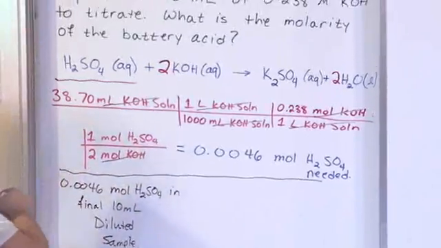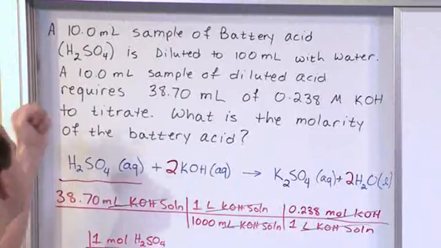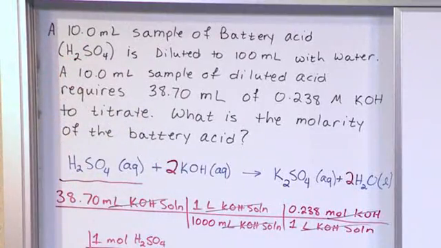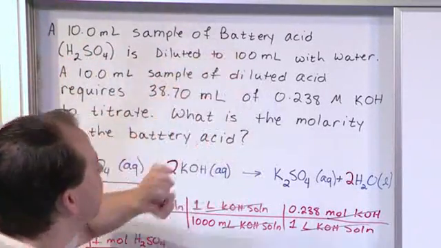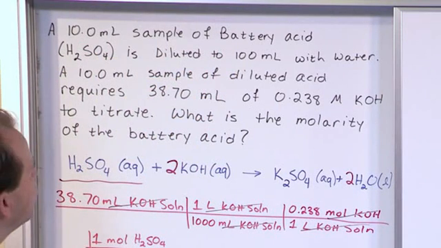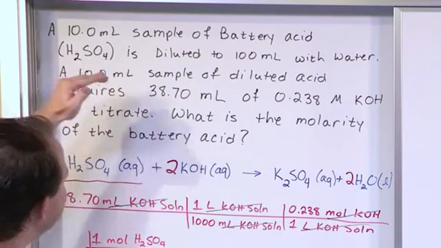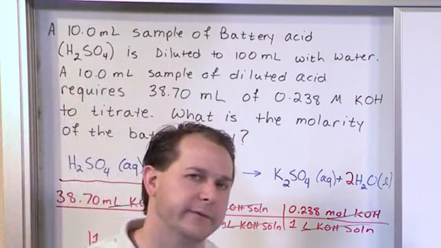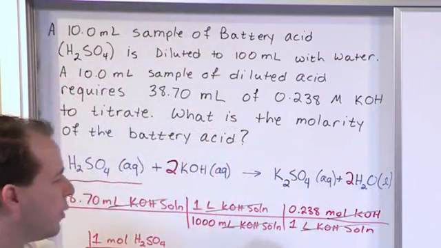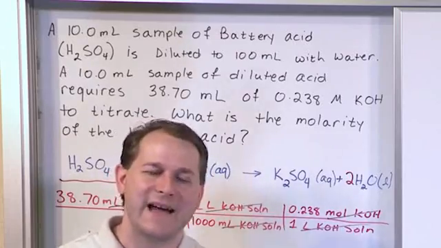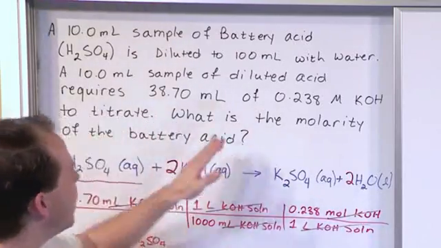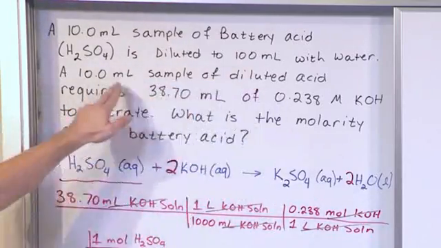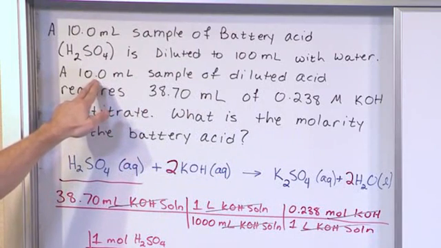All right, don't forget what happened here. We took some battery acid, we ripped open a battery case, we dipped out 10 milliliters. Then we added water to it to bring it up to 100 milliliters, so we diluted that guy. After we diluted it, we took 10 milliliters of that, and that is what we actually titrated with. So when we calculated how many moles of H2SO4 were needed, that's how many moles of H2SO4 were in this final diluted sample after we dipped out the 10 milliliters, right?